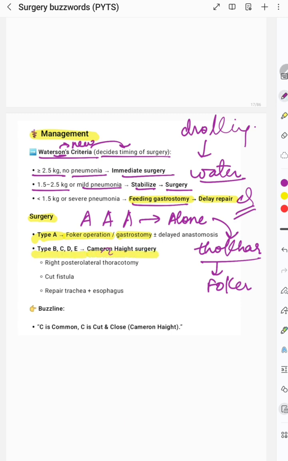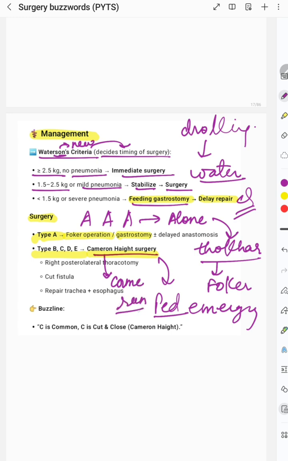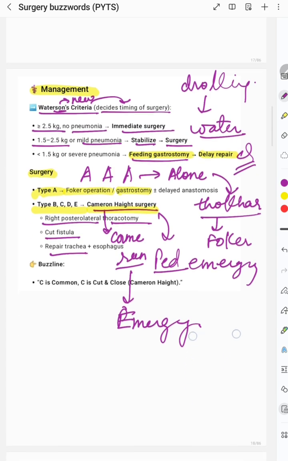So we have to remember that this is a pediatric emergency. This condition, TEF, is a pediatric emergency. So Cameron Heights surgery is the name. How can you remember? Came, run, this is an emergency. So this is how we can remember. A right posterolateral thoracotomy is done, we cut the fistula, and repair both the trachea and the esophagus.